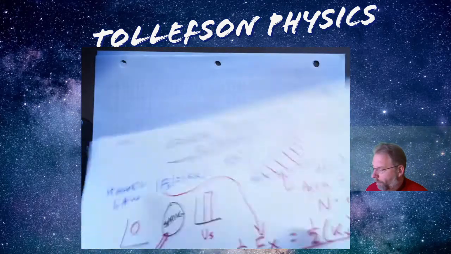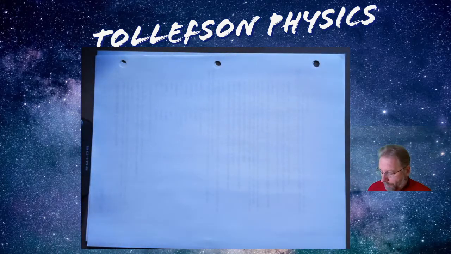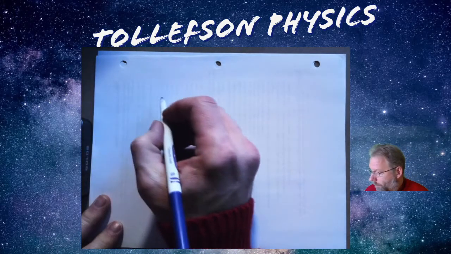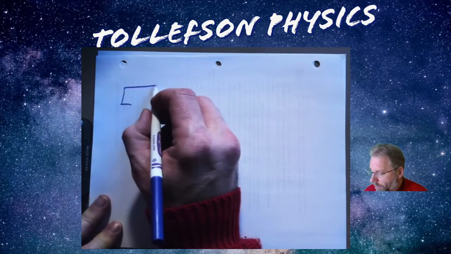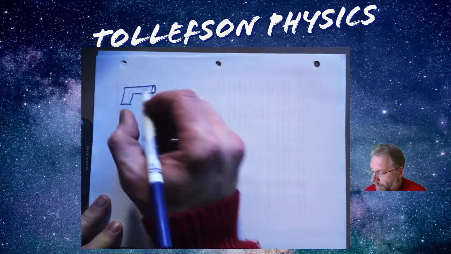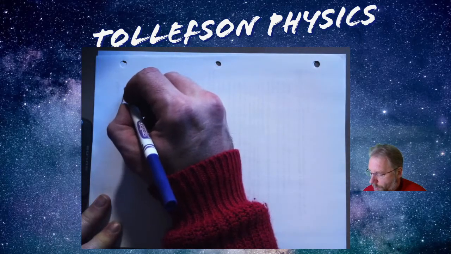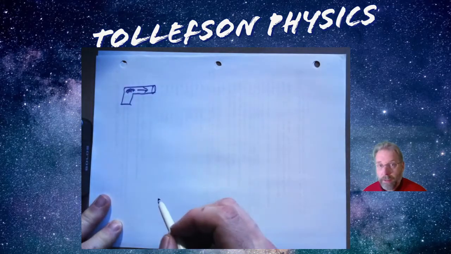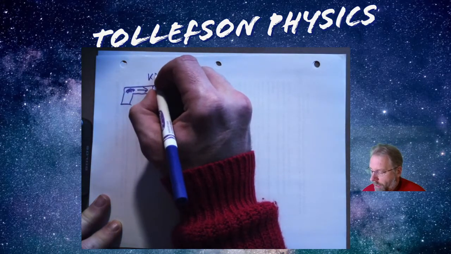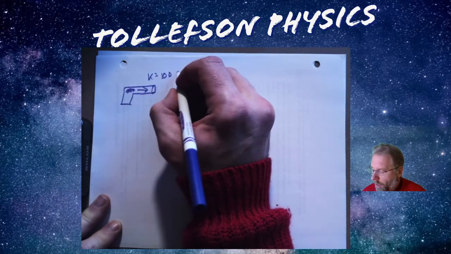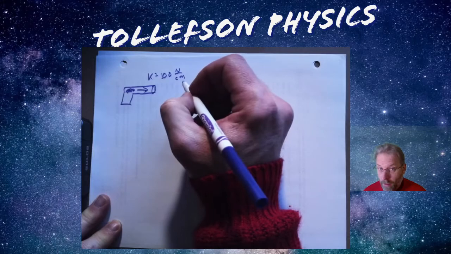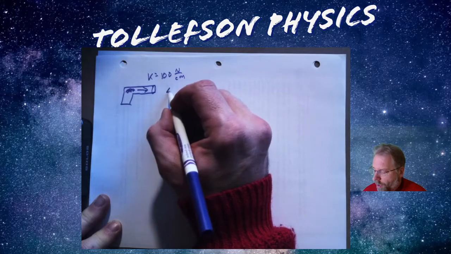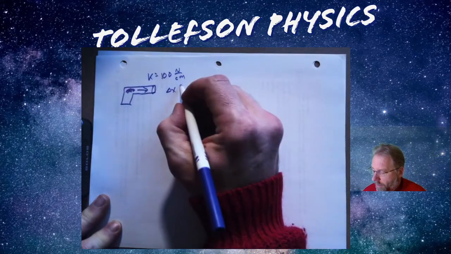So to do an example with that, we will have a dart gun, right? It has a spring inside the dart gun, and you push the dart against that. So let's say the spring constant is, I don't know, 100 newtons per centimeter. And let's say that we push the spring back about 5 centimeters.